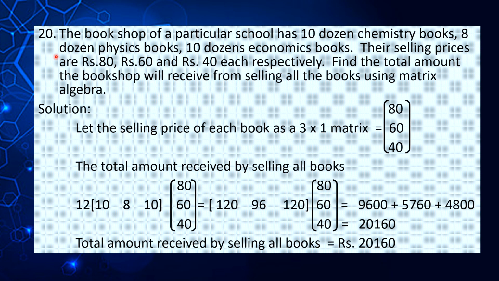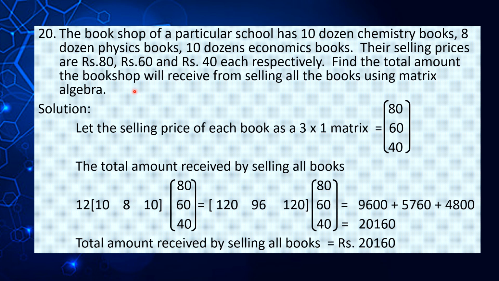20th question. The bookshop of a particular school has 10 dozen chemistry books, 8 dozen physics books, 10 dozen economics books. Their selling prices are rupees 80, rupees 60 and rupees 40 each respectively. Find the total amount the bookshop will receive from selling all the books using matrix algebra.